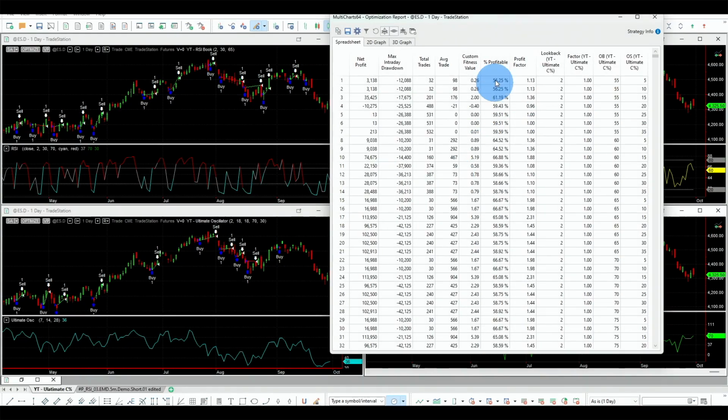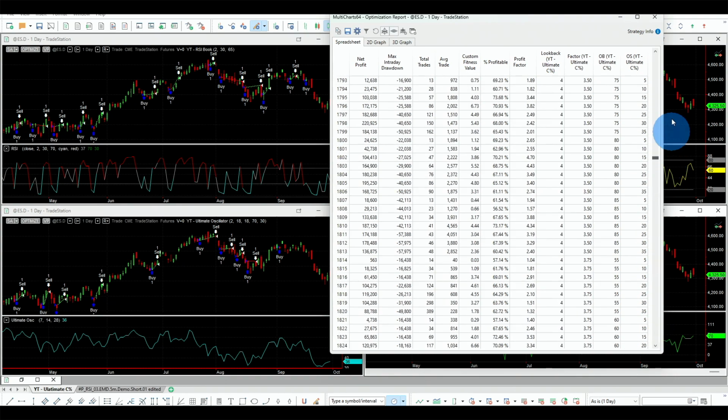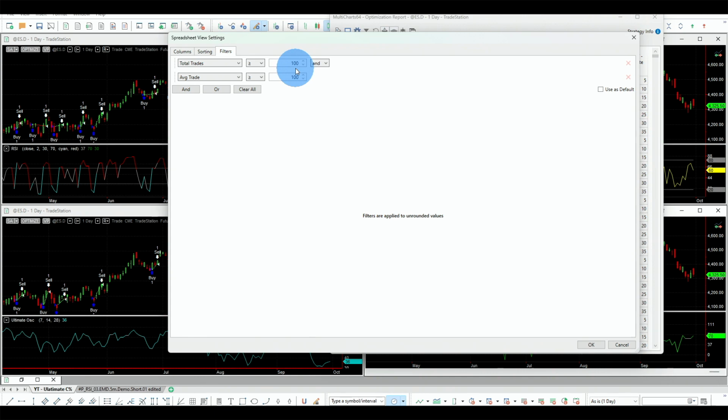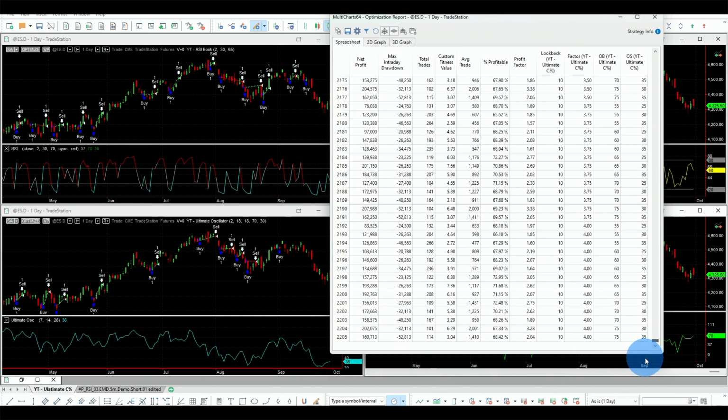So I did an optimization for the Ultimate C%, and the number of optimizations is 5,700. If we filter for a minimum of 100 trades and $100 on average per trade, we get a lower number of strategies, which comes to 2,200. So that's almost 40% of strategies.